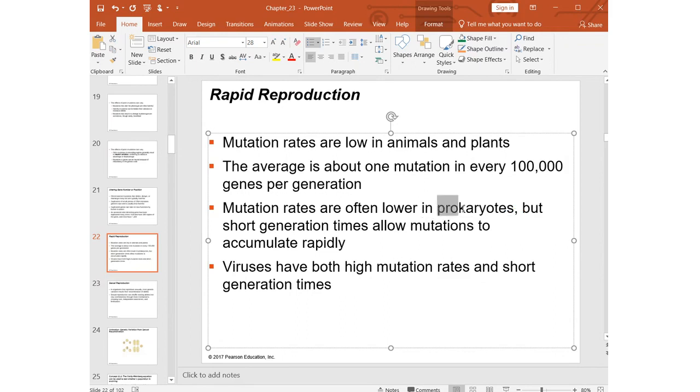And so what are prokaryotes? Do you remember what prokaryotes are? The prokaryotes are the bacteria and the archaea, domain Bacteria and domain Archaea. Viruses that are very primitive, even more primitive than bacteria, have both high mutation rates and short generation times generally when they're actually inside a host.